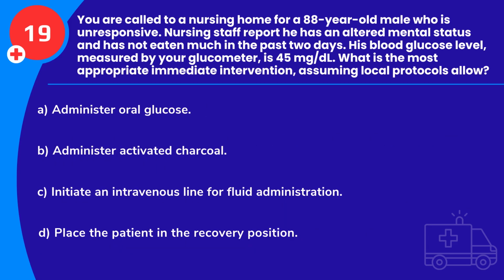Question 19. You are called to a nursing home for an 88-year-old male who is unresponsive. Nursing staff report he has an altered mental status and has not eaten much in the past 2 days. His blood glucose level, measured by your glucometer, is 45 milligrams per deciliter. What is the most appropriate immediate intervention, assuming local protocols allow? A. Administer oral glucose. B. Administer activated charcoal. C. Initiate an intravenous line for fluid administration. D. Place the patient in the recovery position.